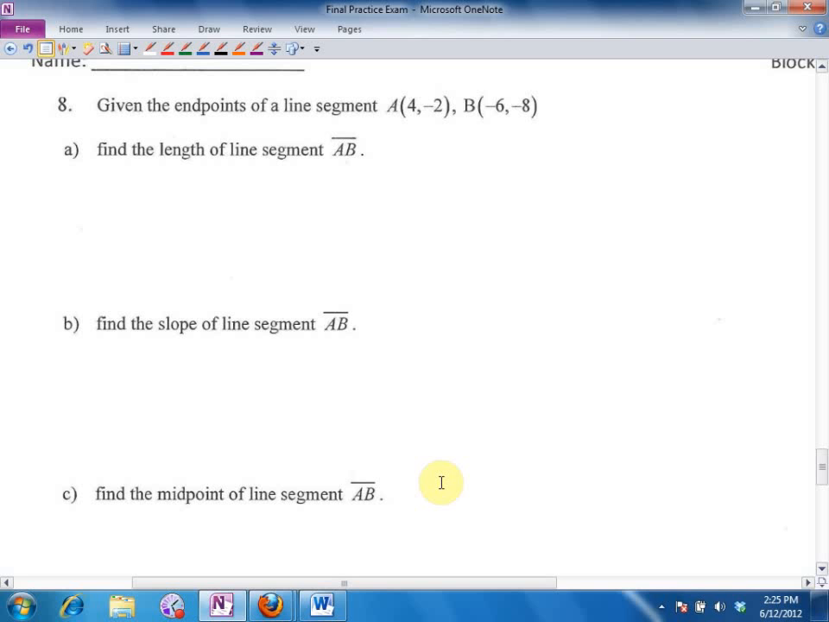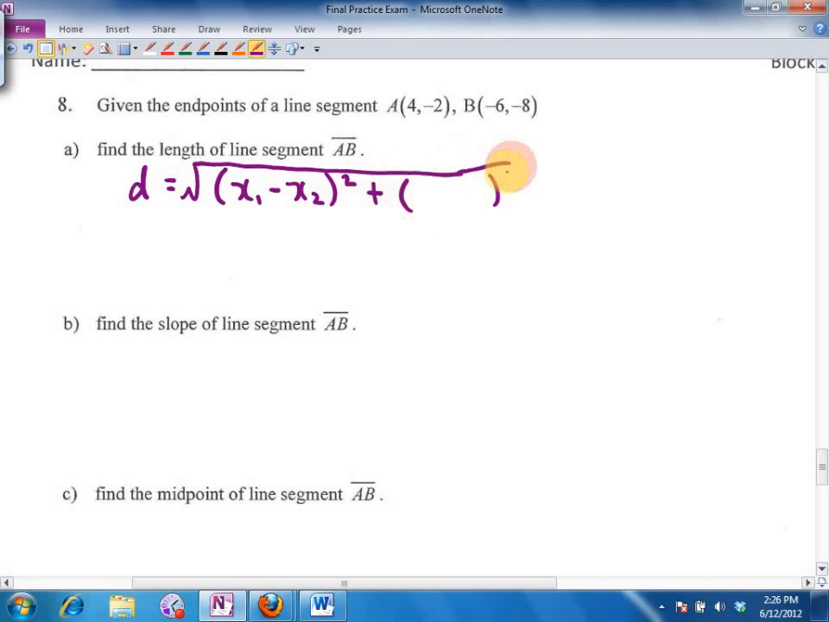Which brings us to the last page. And now we need to know our formula. Okay, so length. What formula to use? Distance. And what does that look like? It looks like this. Bracket, the x is subtracted and squared. Next bracket, it's going to be squared, and the y's are going to be subtracted inside that bracket.